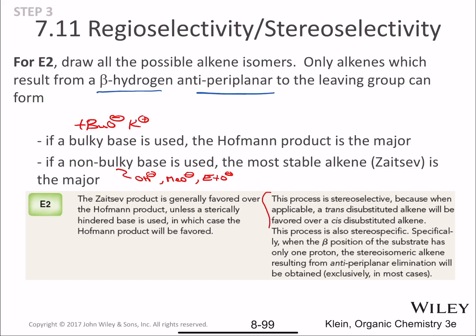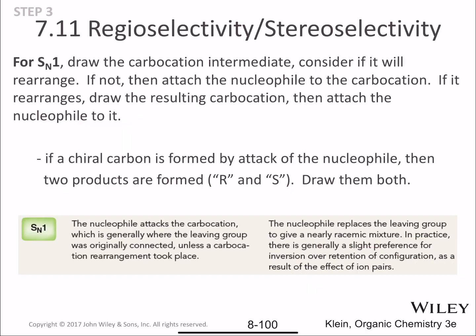Also, I'll just add this here. It says the process is stereoselective because, when applicable, the trans disubstituted alkene is going to be favored over a cis, and we discussed that earlier on. So the process is also stereospecific. When I only have one beta proton, it says here when the beta position of the substrate has only one proton, the product that I'm going to form is going to result from the anti-periplanar elimination. So in that case, I'm going to have to draw a Newman projection.